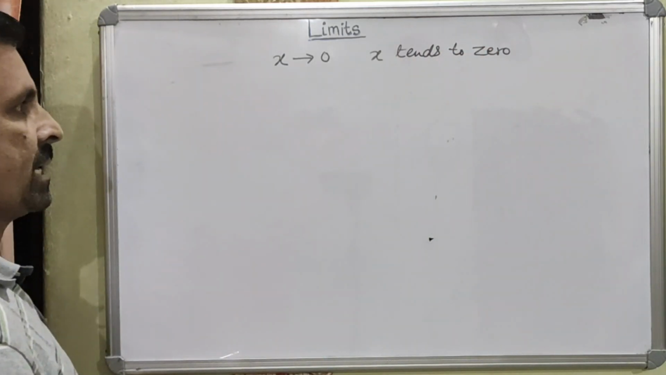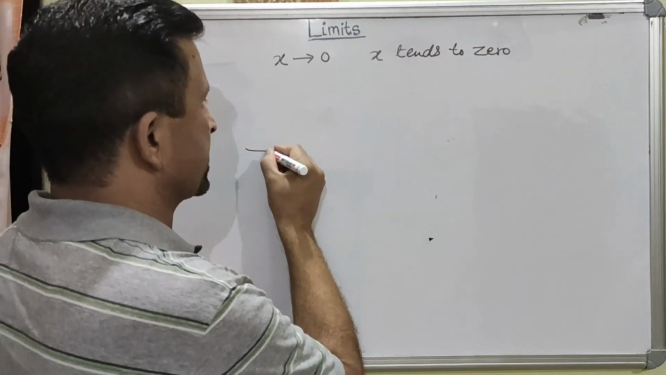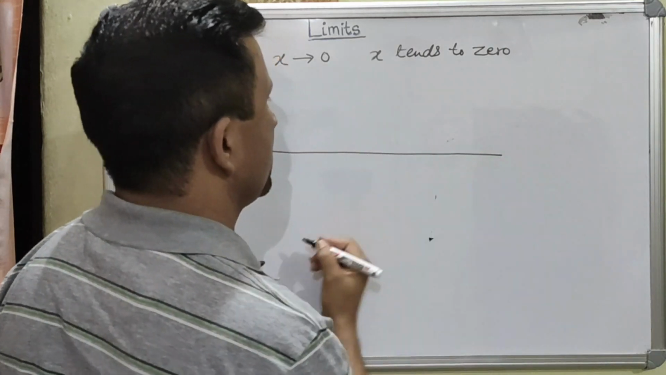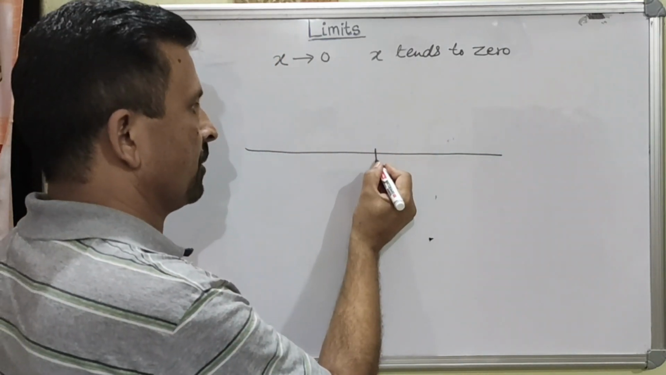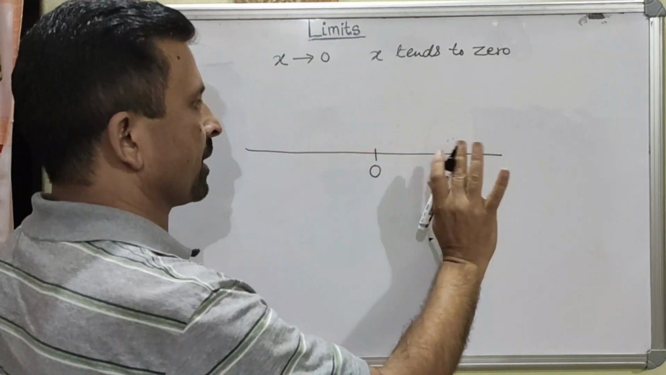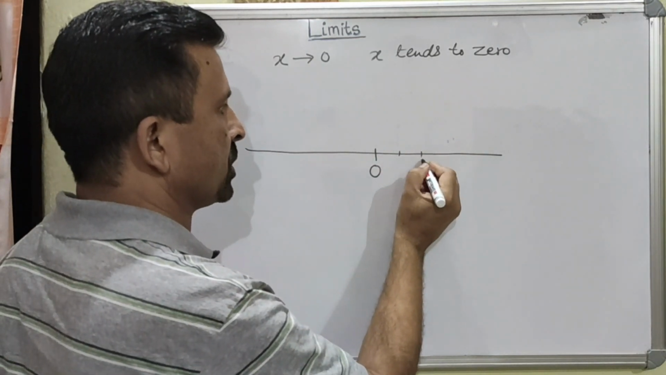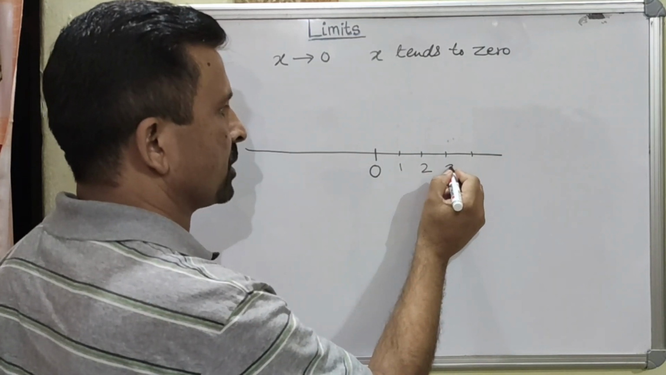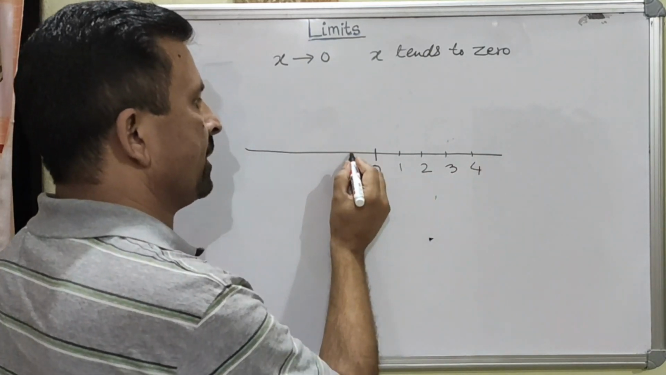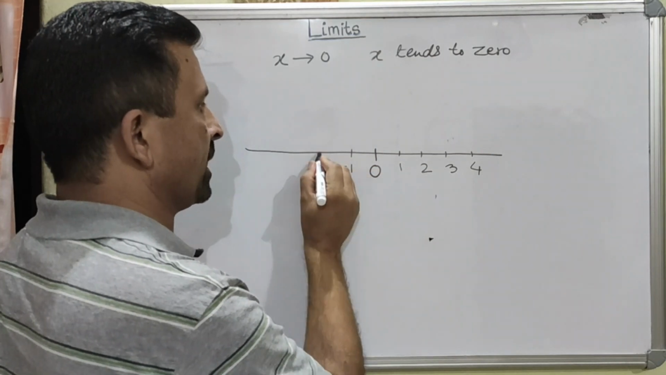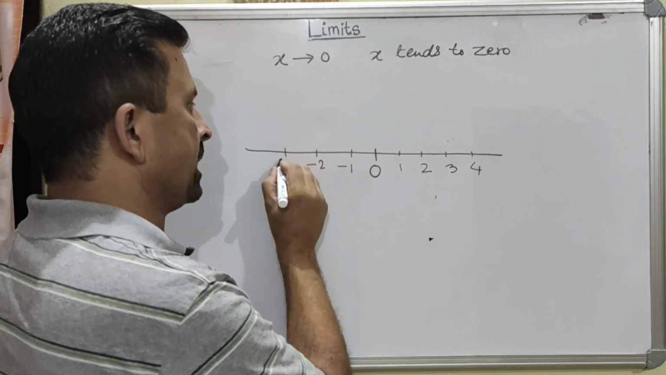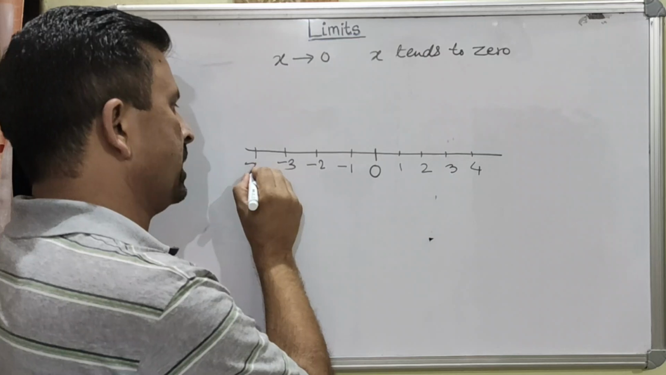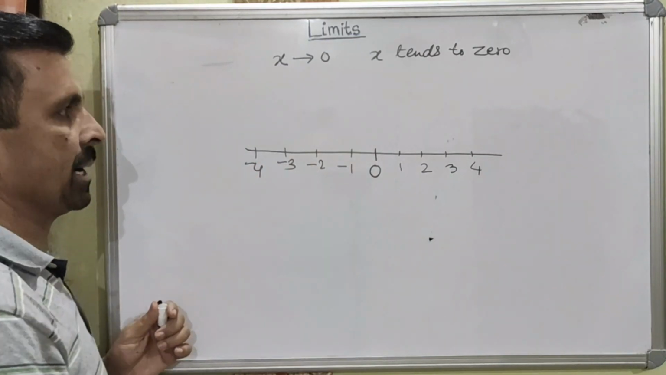This we will try to understand with our number line. Let us take a number line. On this number line we have 0. On the right side we have 1, 2, 3, 4 and so on, and on the other side we have -1, -2, -3, -4 and so on. This is the number line.